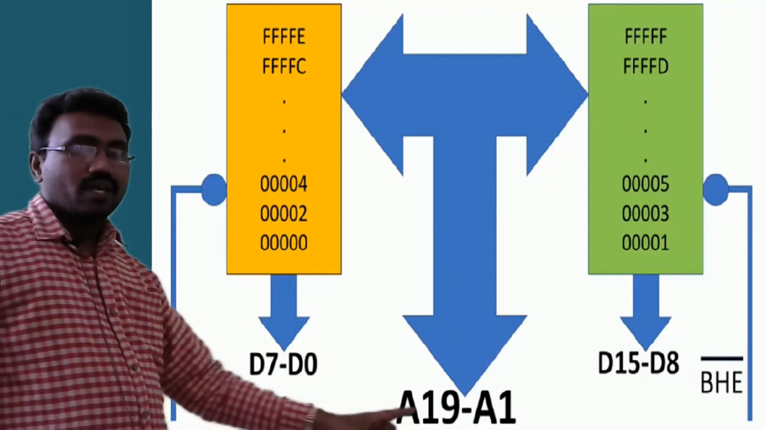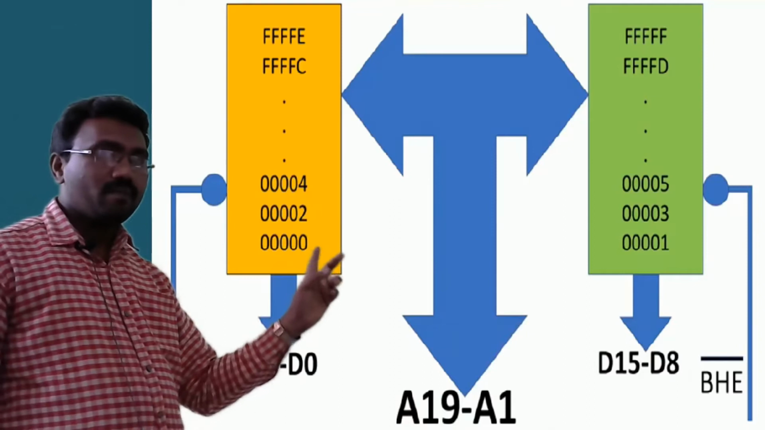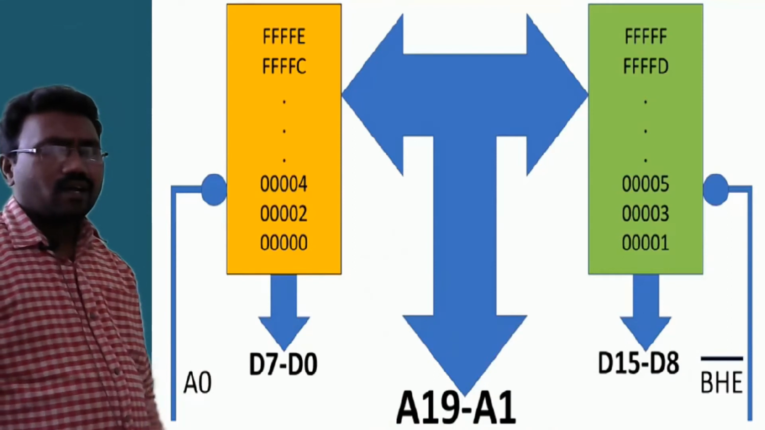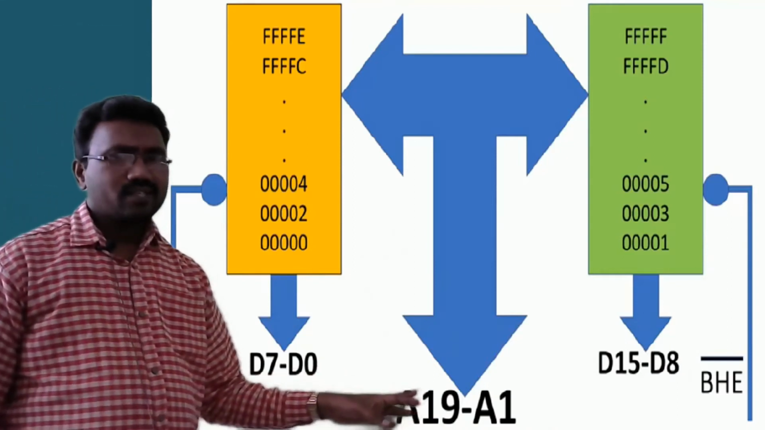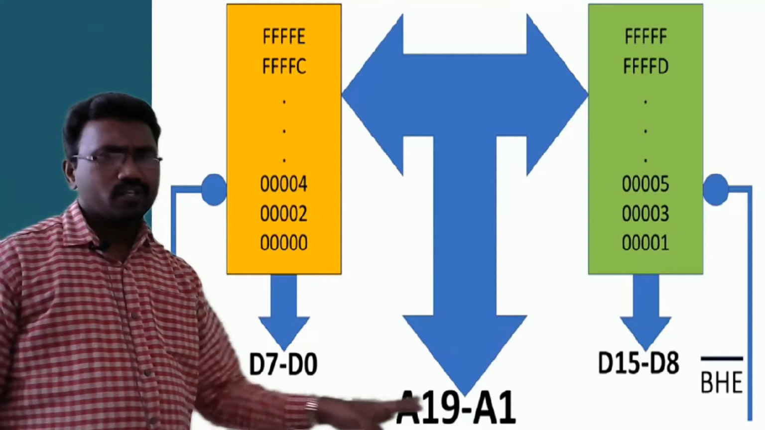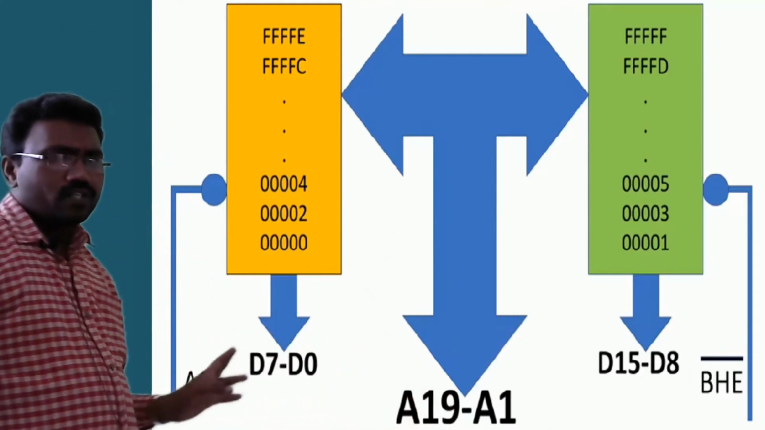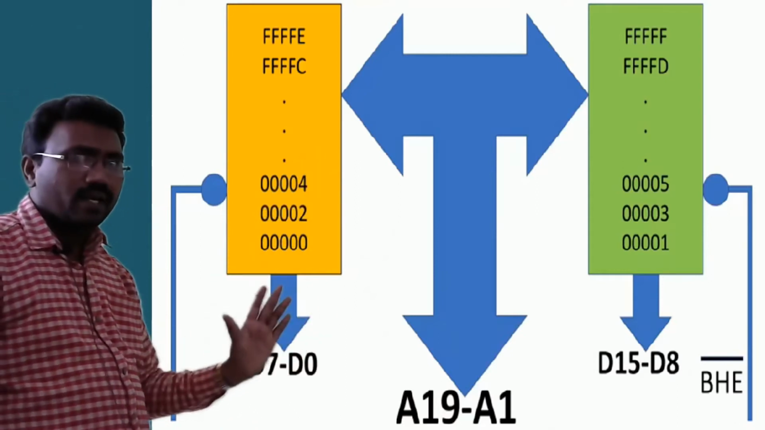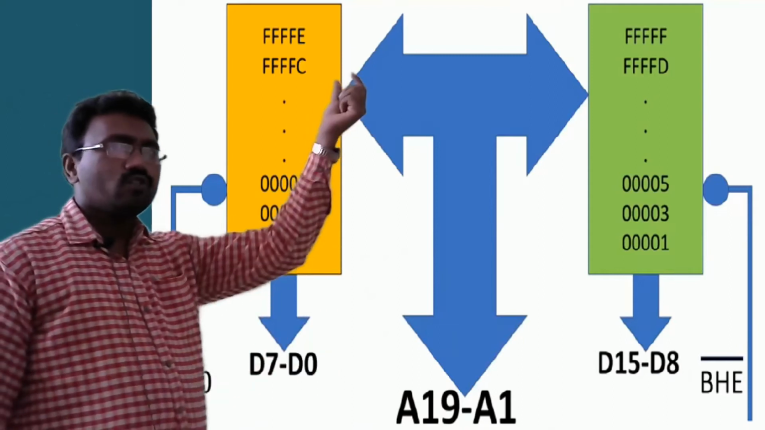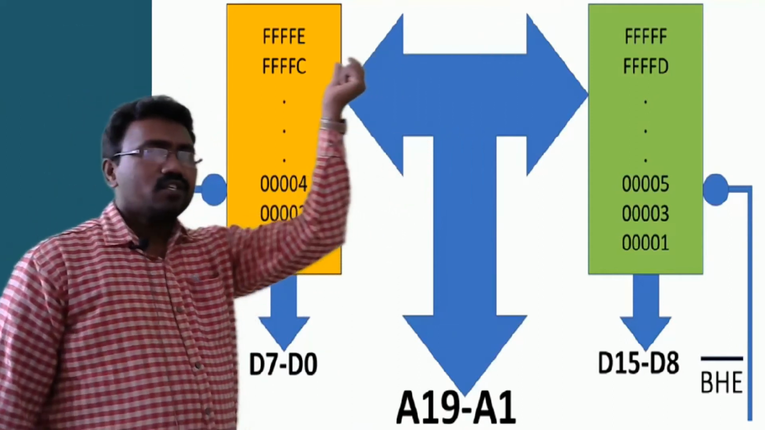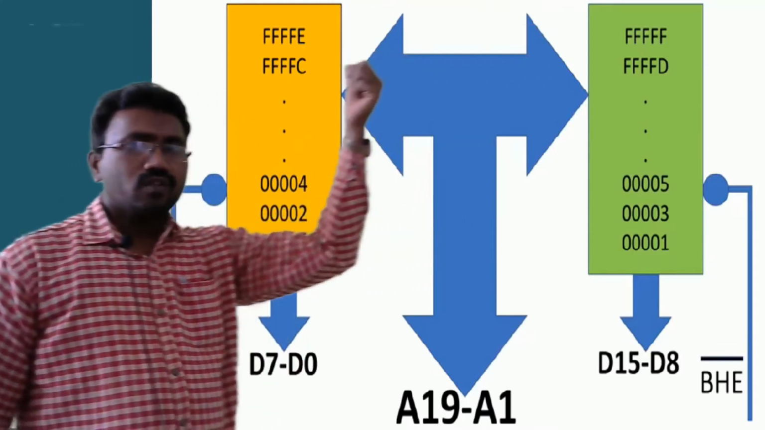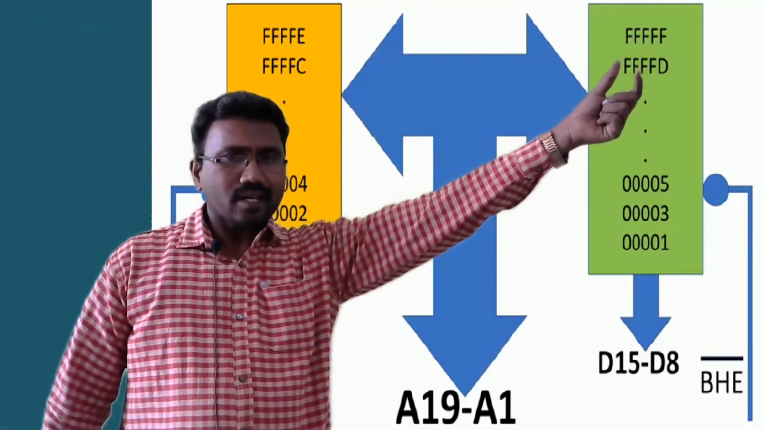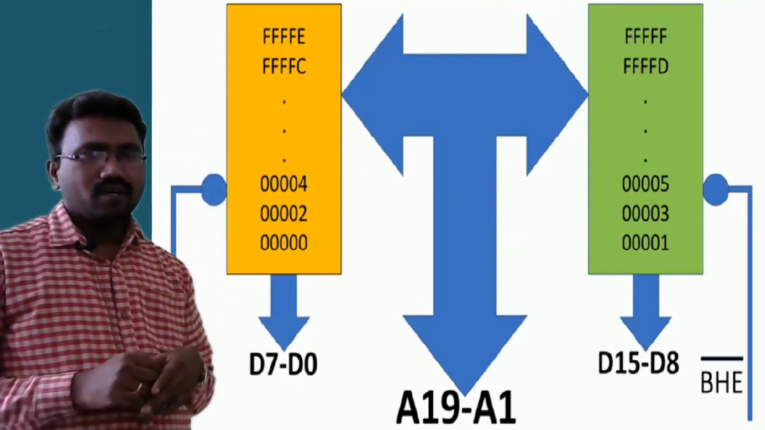What about the address lines? A1 to A19 are common for the even bank and odd bank. For example, the first address is 0. 0 means 20 zeros, and out of these 20 zeros, A0 is also 0. A0 being 0 means the even bank is selected. What about the remaining A1 to A19? They are common for the 0th location and the first location. That's why the 0th location from the even bank and the first location from the odd bank can be selected simultaneously. Got the point? Is it clear?